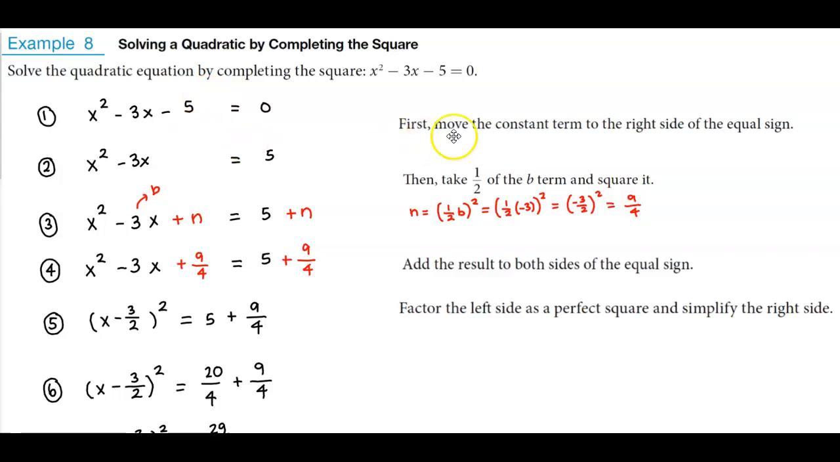And then the first thing we want to do is move the constant term to the right side of the equal sign and isolate the variable terms. So we have x squared minus 3x, leaving this blank, which is equal to 5.